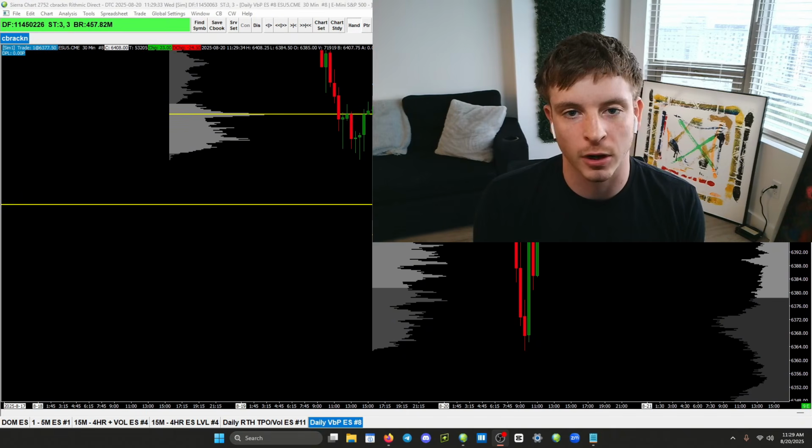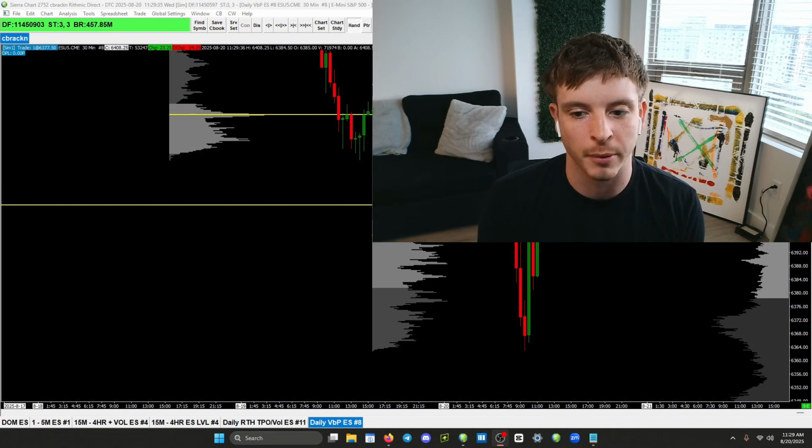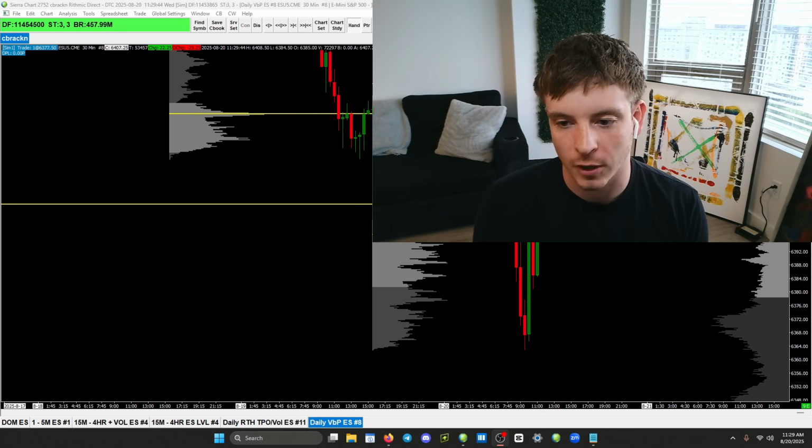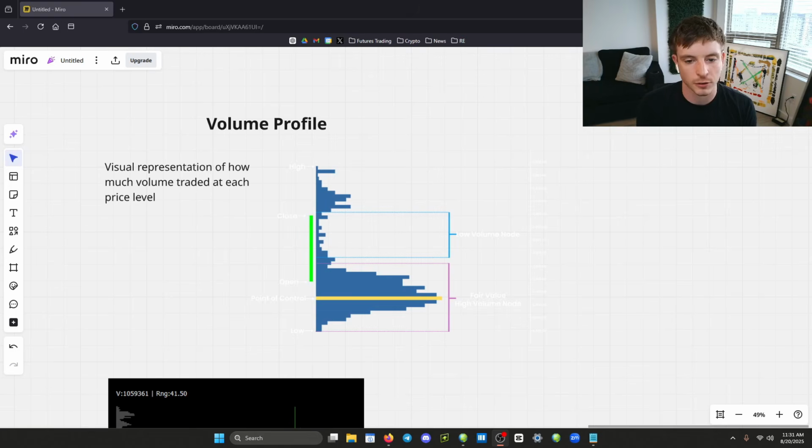But in this video, we're going to be going over the basics of volume profiles, how you want to use them, why they are significant, and components of a volume profile. For those of you who have no idea what a volume profile is, it is literally a visual representation of how much volume is traded at each price level. This is what is known as a volume by price chart. It shows you the amount of volume traded by price.